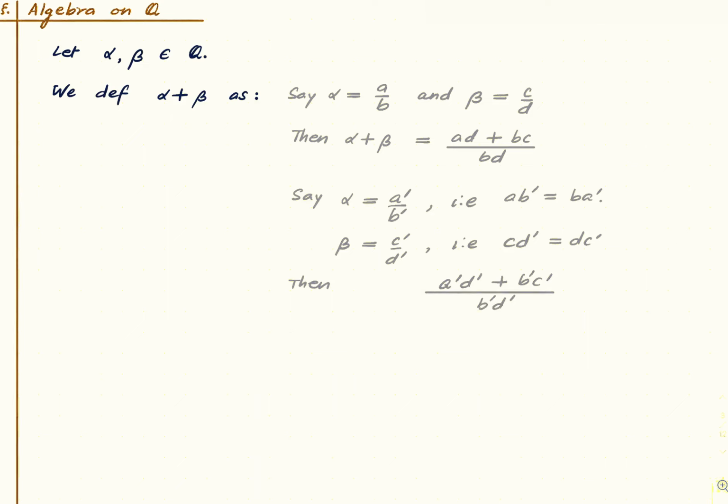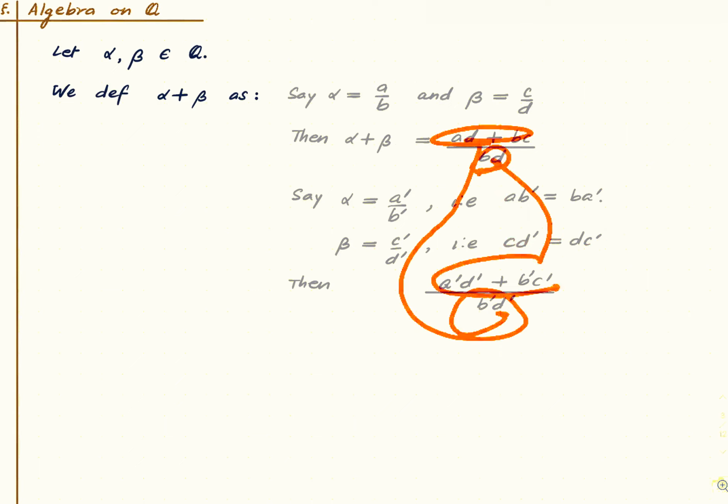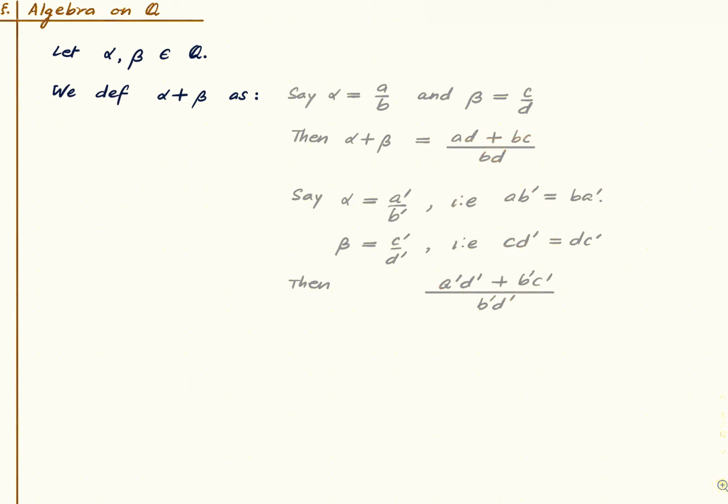We would report this as the addition of alpha and beta, but we just need to check that actually this is equal to that, which is to say that this comma that and this comma that are in the same equivalence class. And that's just a matter of computation because, using these equations, one can just check that this multiplied by that is equal to this multiplied by that. And therefore, addition is well defined. Even though we are defining the addition using representatives of the equivalence class, the addition is well defined.